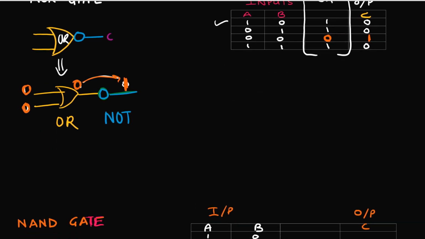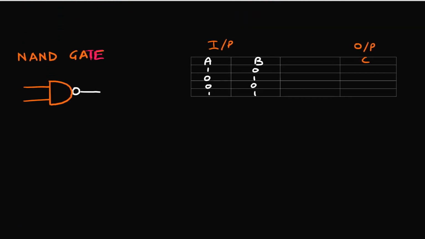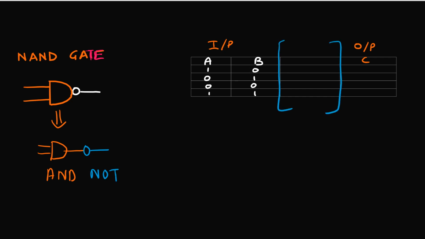And coming to the last gate, which is our NAND gate. Now as the word tells you, this is a combination of AND and NOT. So this is my AND gate, and ahead of AND is my NOT gate. So the same thing is going to happen. This is to be done in mind.